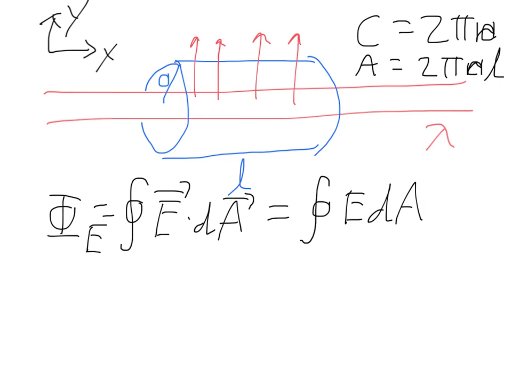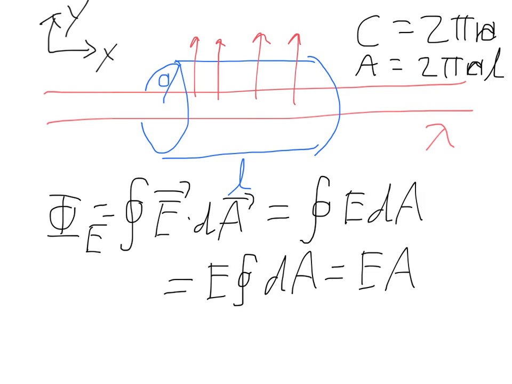And since our E field does not have any dependence on the area, it's a constant in this case, so we can just take it out of the integration. So it's just E times the integral over dA, and that's just going to be EA. So far, so good. Okay? And we remember from Gauss's law that the flux we have here has to equal the enclosed charge divided by epsilon naught.